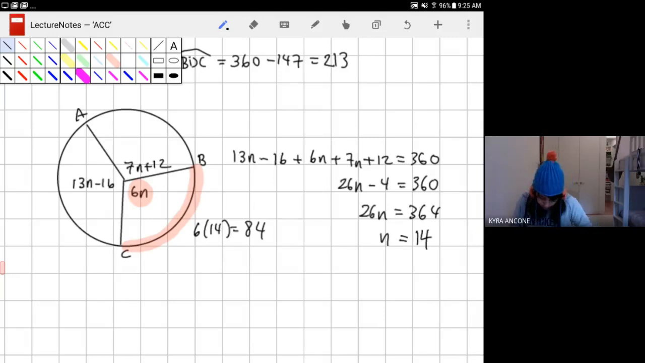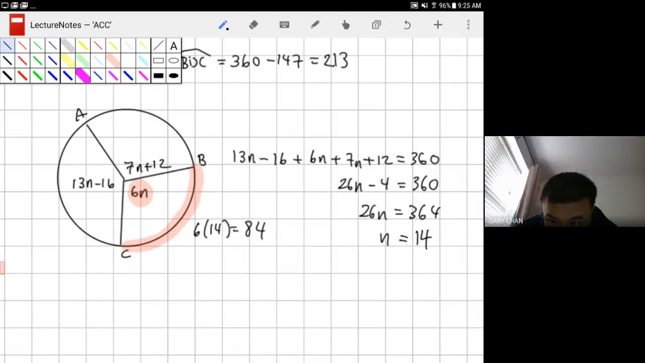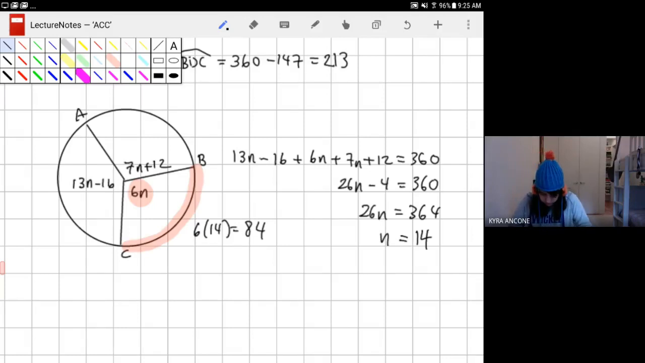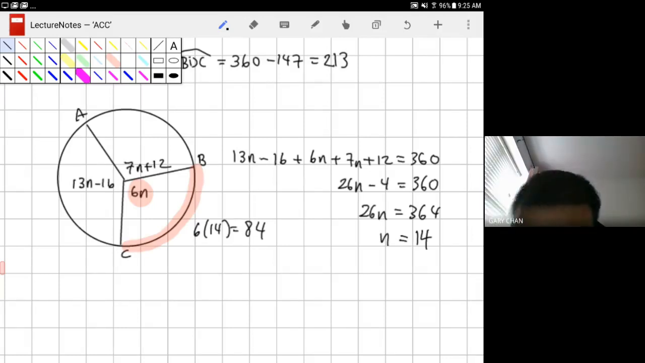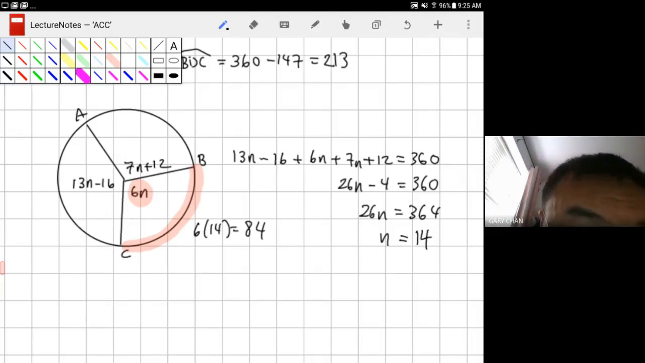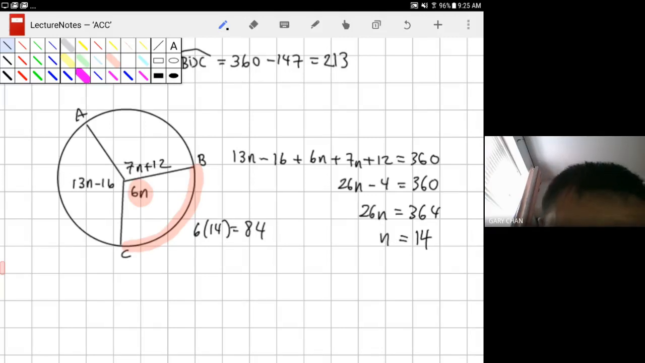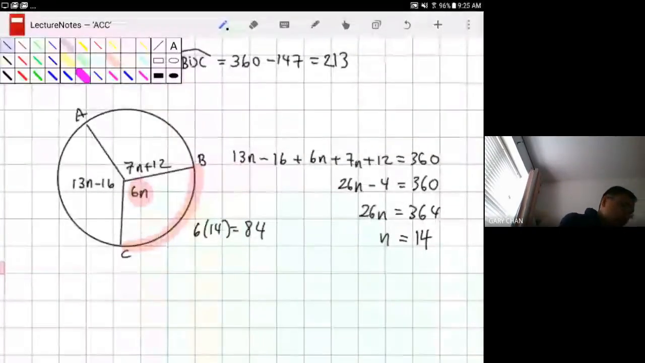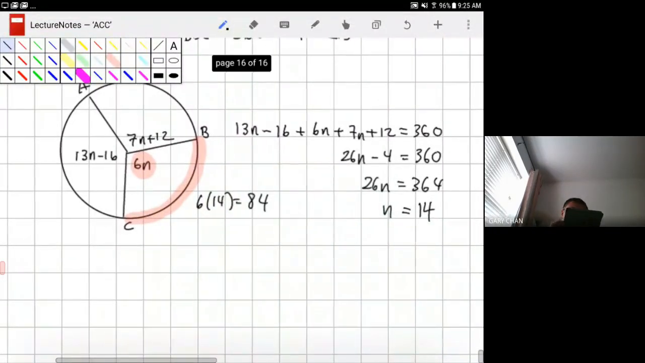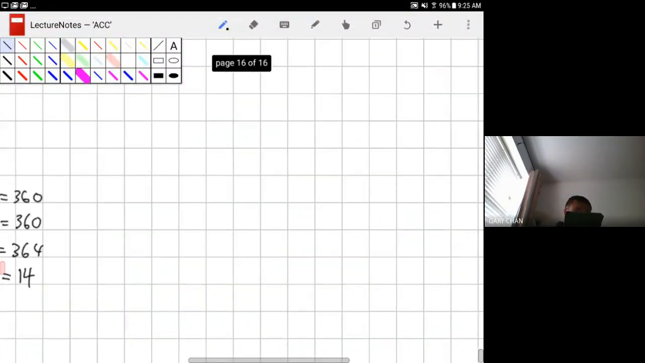Okay. And this is our third question. No, this is our fourth question. Okay, so we got to figure out what YWZ is. Okay. Very, very similar to the first question here. So I'm going to draw it out.